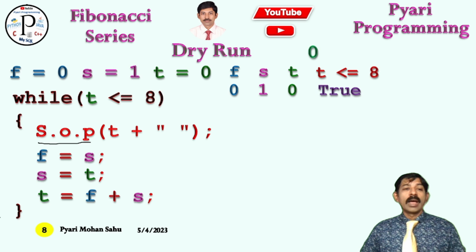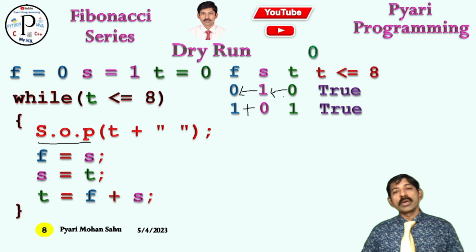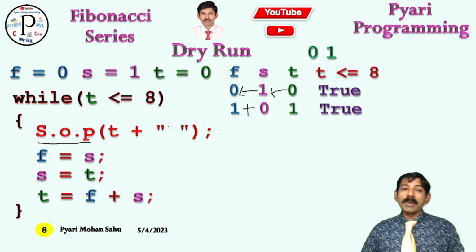After that I will get F is equal to S. So that means the F value will be changed with the S value. That means 1 is assigned to F. Next I am saying S is equal to T. That means T will give its value to S. So S will be 0. After that T is equal to F plus S. 0 plus 1 is 1. After that I will check the condition again. T is 1. 1 is less than or equal to 8. True. After that I will display the data.